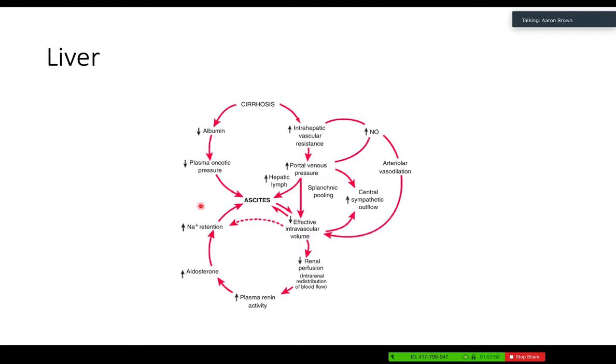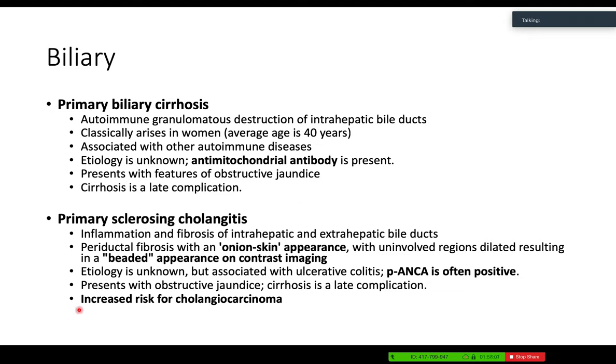And this is talking about how we get our portal systemic volume increased in our ascites, describing that whole process. I'm not going to go through that right now. I'm going to move on to primary biliary cirrhosis.